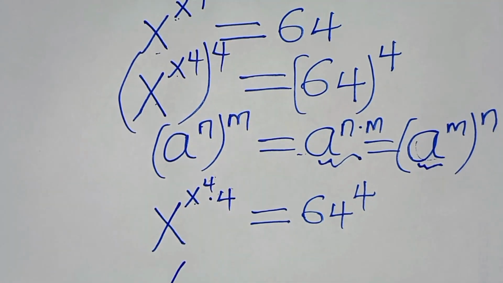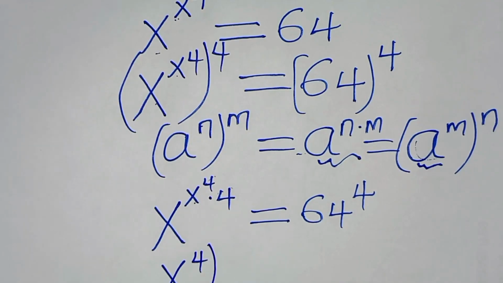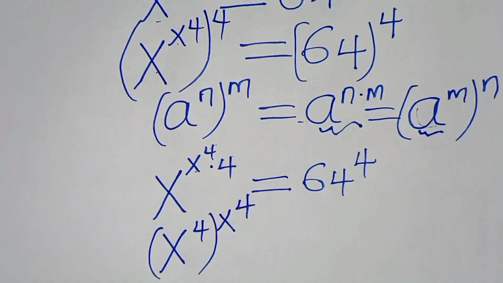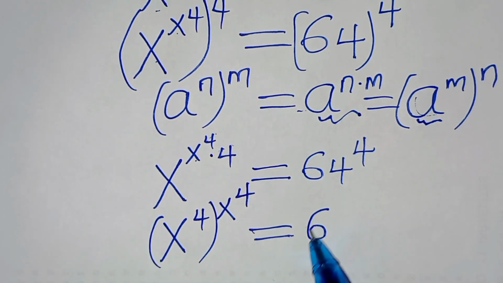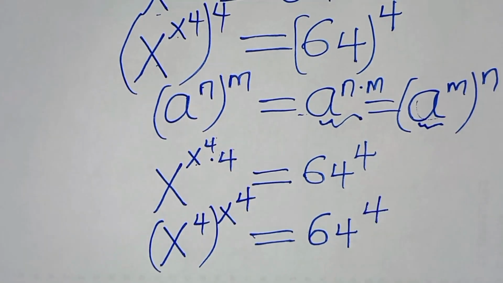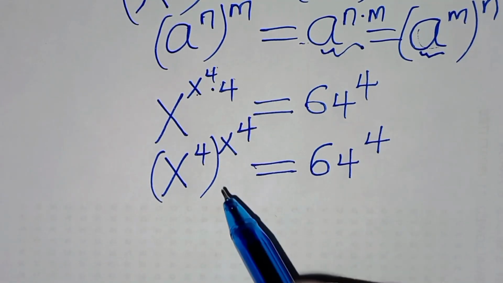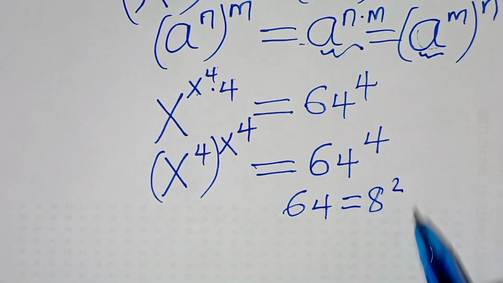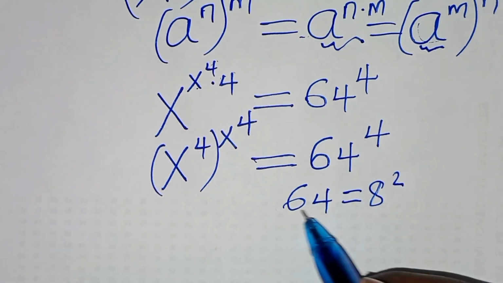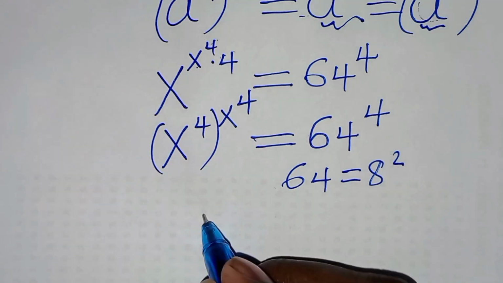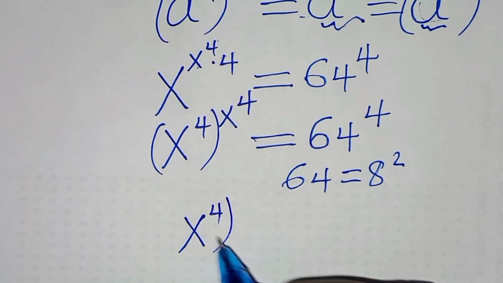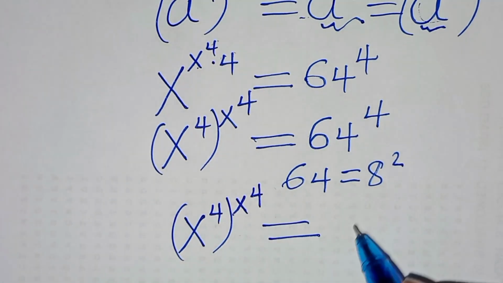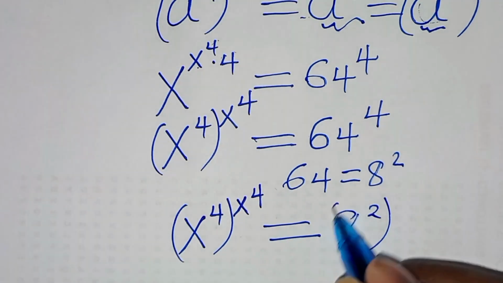So we can transform this to a to power m raised to power n. In this case, we'll have x raised to power 4, then raised to power x to power 4, equal to 64 raised to power 4. Now, we can express 64 as 8 squared. If you say 8 squared, this is the same thing as 64. So this means that we have x to power 4 raised to power x to power 4, which is equal to 8 squared raised to power 4.